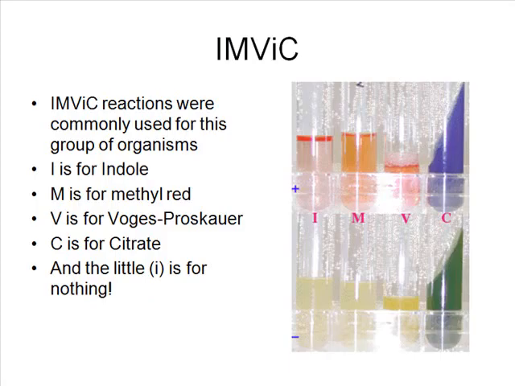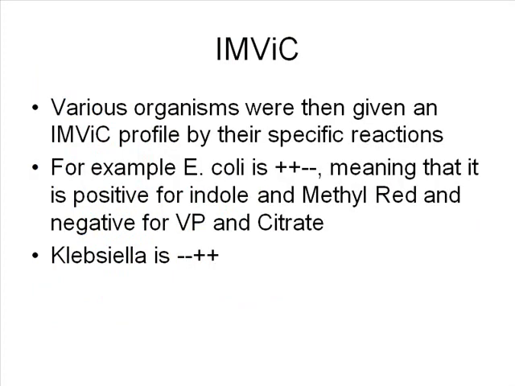Now, your MVIC reactions are probably the easiest reactions to remember and easiest way for this group of organisms. We know what they mean. I is for indole, M is for Methyl-Red, V, Voges-Proskauer, and C is for citrate. So what organisms should you remember? Well, right away you should know E. coli is plus, plus, minus, minus, where Klebsiella is minus, minus, plus, plus.